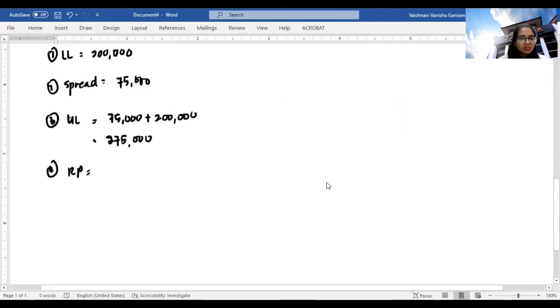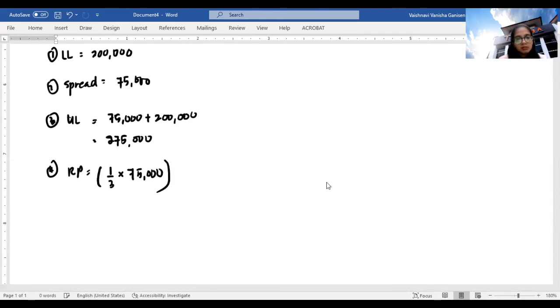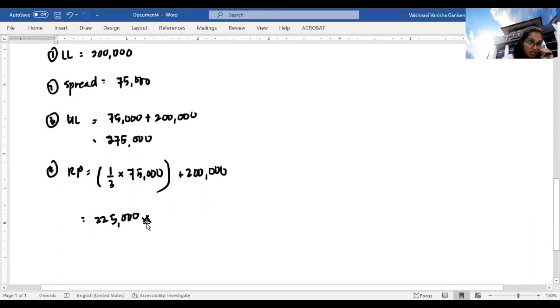So how do you calculate your return point? 1/3 multiply 75,000 plus 200,000. So this is 225,000. So the return point would be 225,000. The upper limit would be 275,000. Now, I just want to remind you, okay?